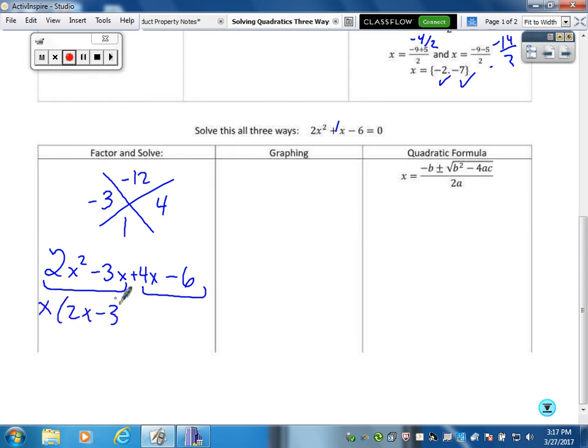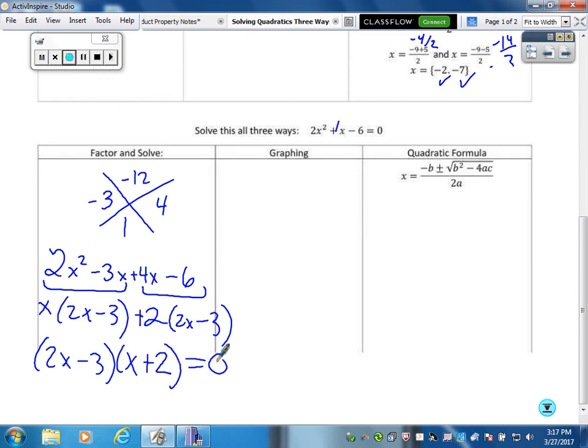That gives me a 2x minus a 3 left over. Pull down my plus. These are both even numbers, so they are divisible by 2. And that's 2x minus 3 left over. So my two factors are 2x minus 3 and x plus 2. And those are both equal to 0. So let's think about what would make those 0.